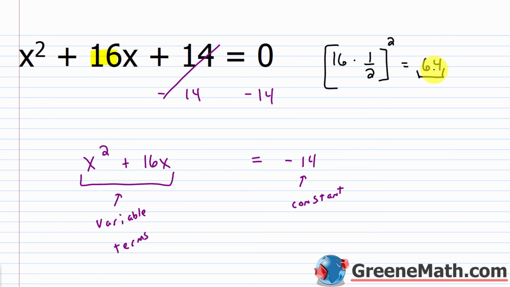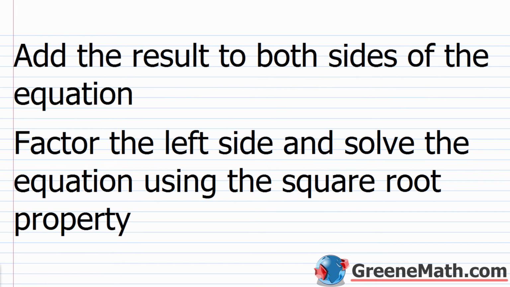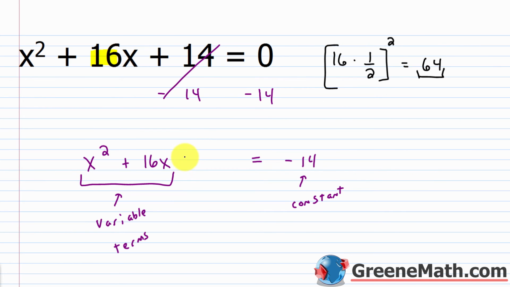Now, what do we do with 64? Well, what we do is we add the result, which again, in this case is 64, to both sides of the equation. Now, when we do that, let me just go back up real quick. What's going to happen is the left side of the equation is now a perfect square trinomial. Some of you know what that is. Some of you are like, what is this guy talking about? What is a perfect square trinomial?